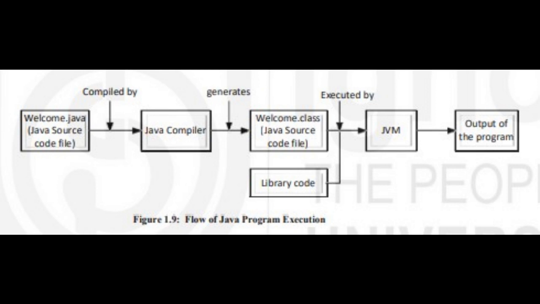To run a simple program in Java programming, we have to use the Java compiler to convert the source code into Java class code. And then, after that, JVM is responsible for running the program. Look at the screen, Figure 1.9, flow of Java program execution.